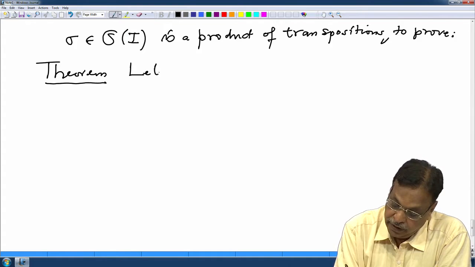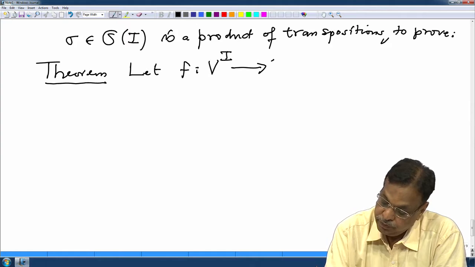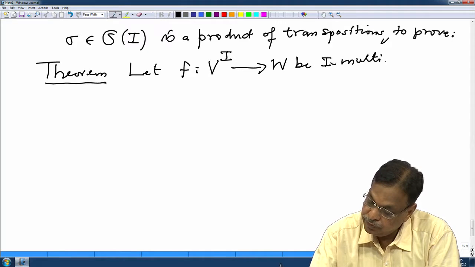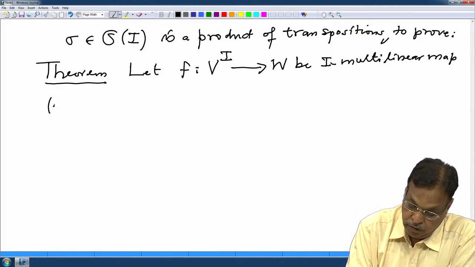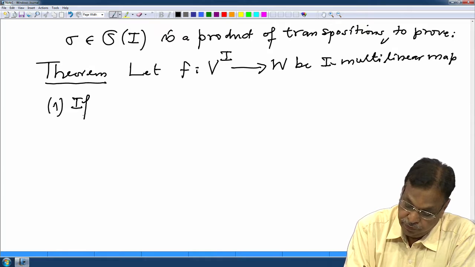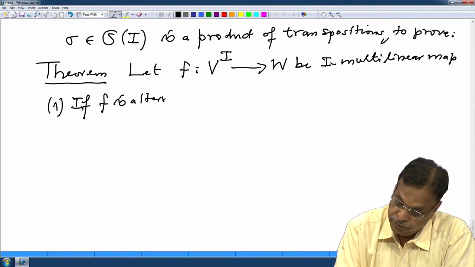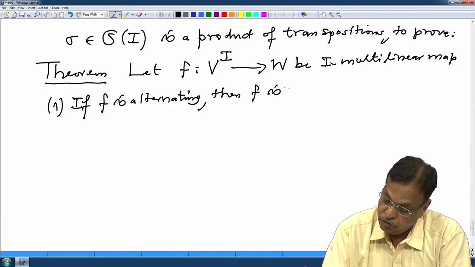Theorem. Let f from V power I to W be an I-multilinear map. One, if f is alternating, then f is skew symmetric.